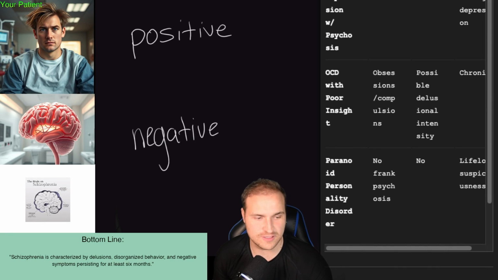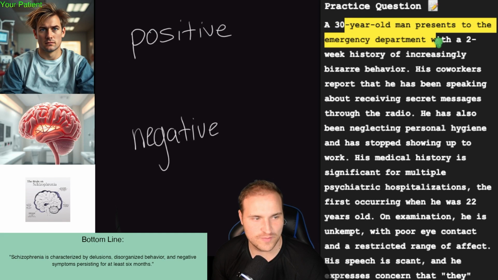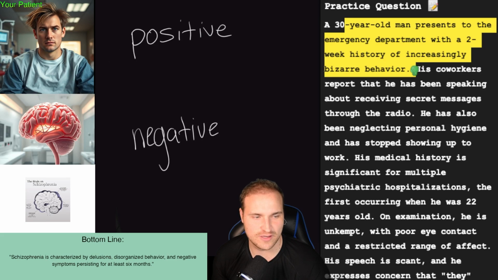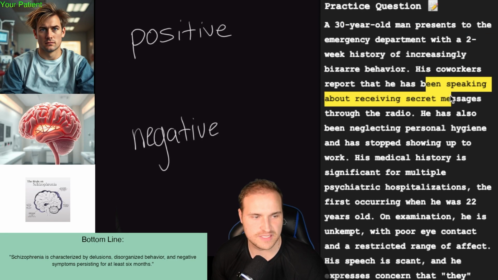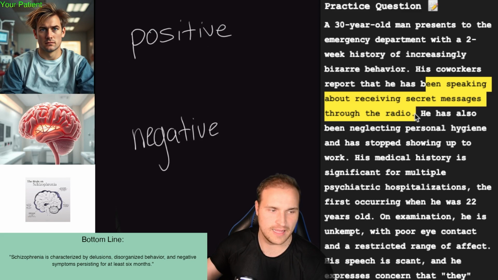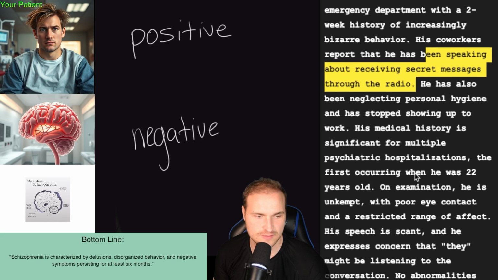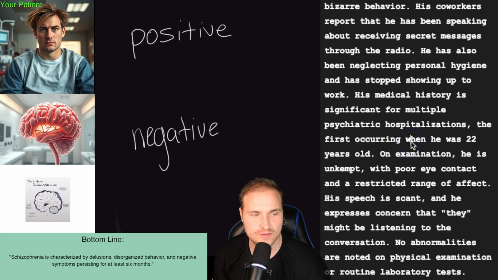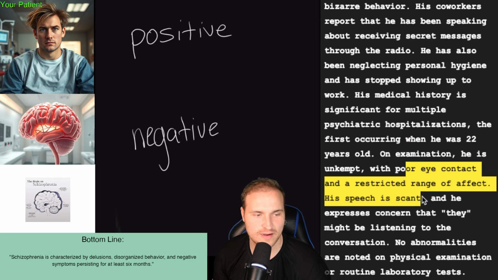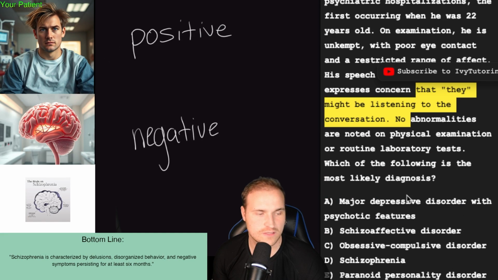For our next question, and I know you just got a sneak peek there, but I'll show it again. A 30-year-old man presents with a 2-week history of increasingly bizarre behavior. He has been speaking about receiving secret messages through the radio. He's been neglecting personal hygiene, and he has stopped showing up to work. His medical history is significant for multiple psychiatric hospitalizations, first occurring when he was 22. He's unkempt, with poor eye contact, speech is scant, and he says they might be listening. Which of the following is the diagnosis?